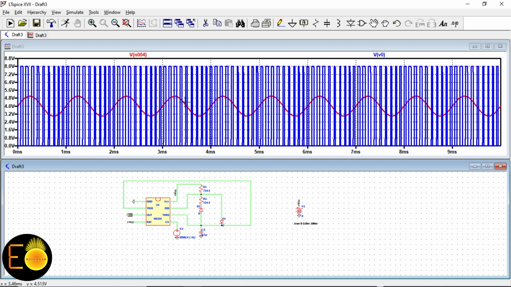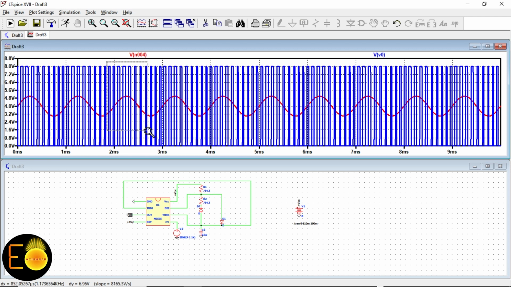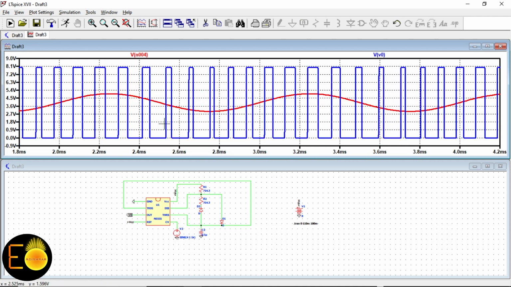But look at here. If I zoom in on any period, during the on time, I mean during the positive peak of the sinusoidal signal, the on time is becoming wider, and during the negative peak, the on time is becoming shorter than that of the off time. Okay, so this is the pulse width modulation you can achieve using this timer IC with the Astable operation.